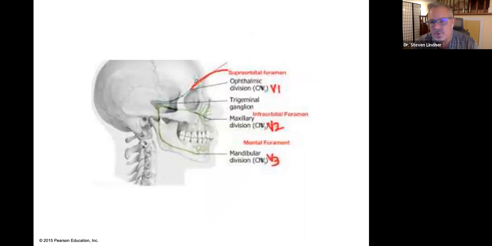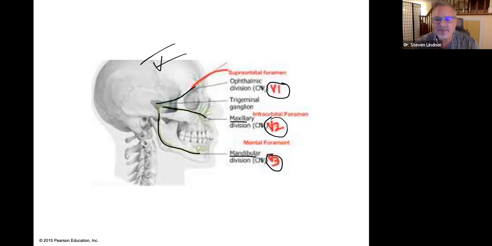The reason why I brought this up here is that this is showing the cranial nerve 5, trigeminal, and you can see the 3 divisions. Here's 1, here's 2, and here's 3. So here's the V1, which is the ophthalmic division. We have V2, which is the maxillary division. And then you have V3 going to the mandibular division.